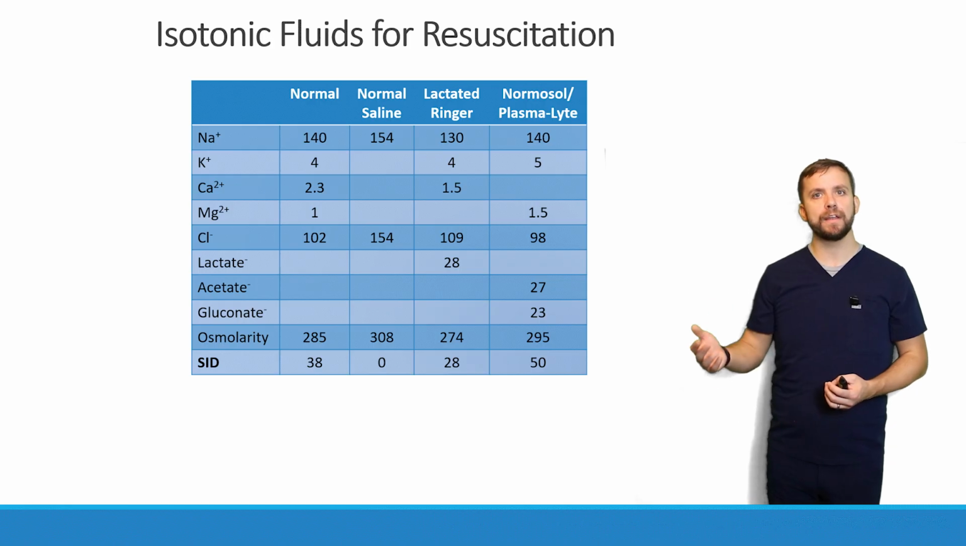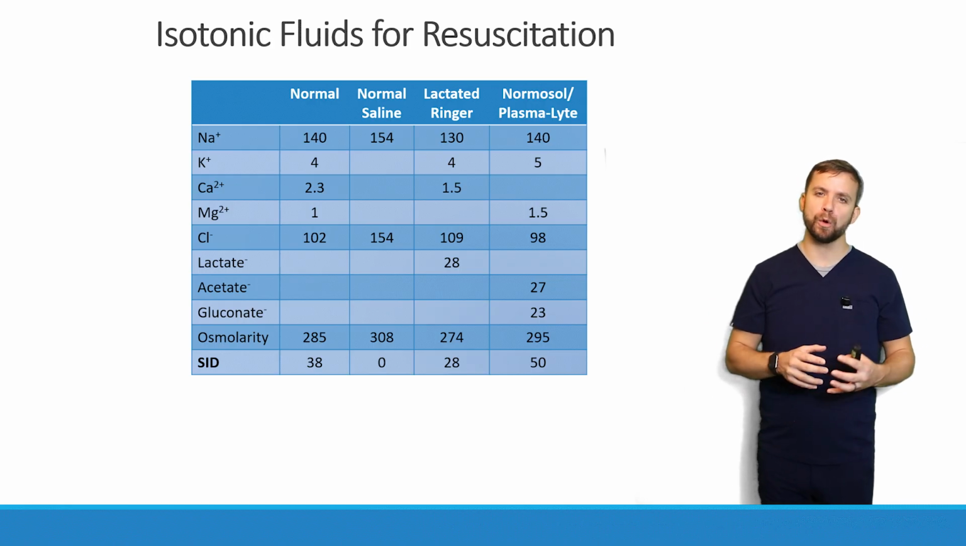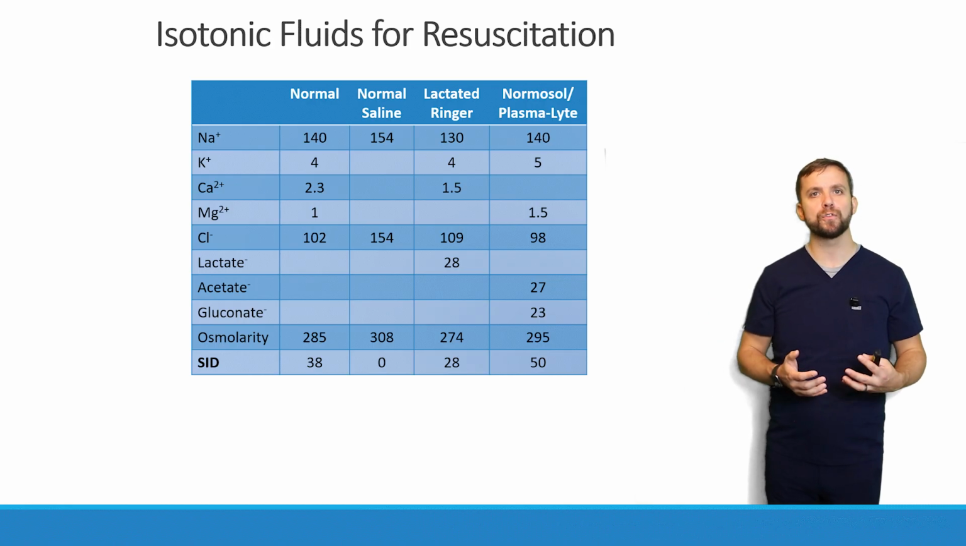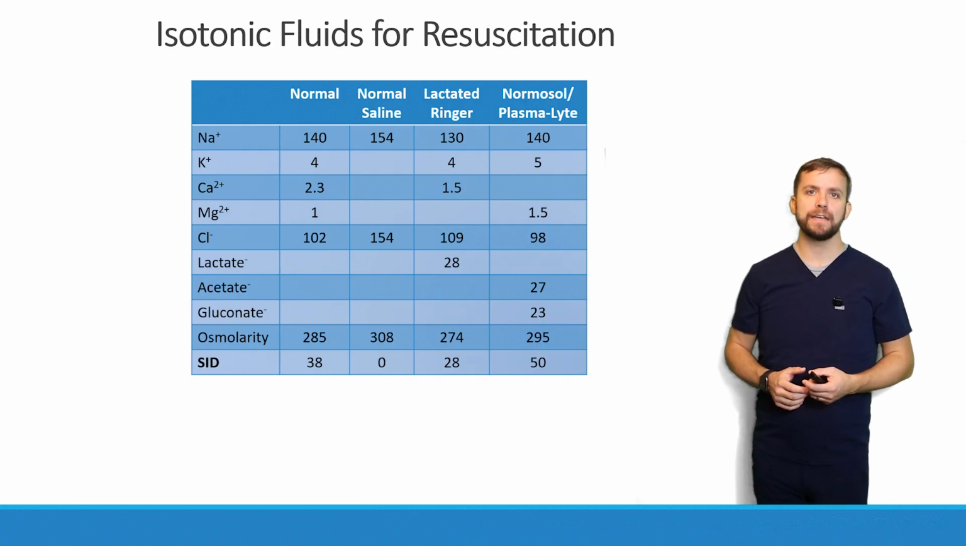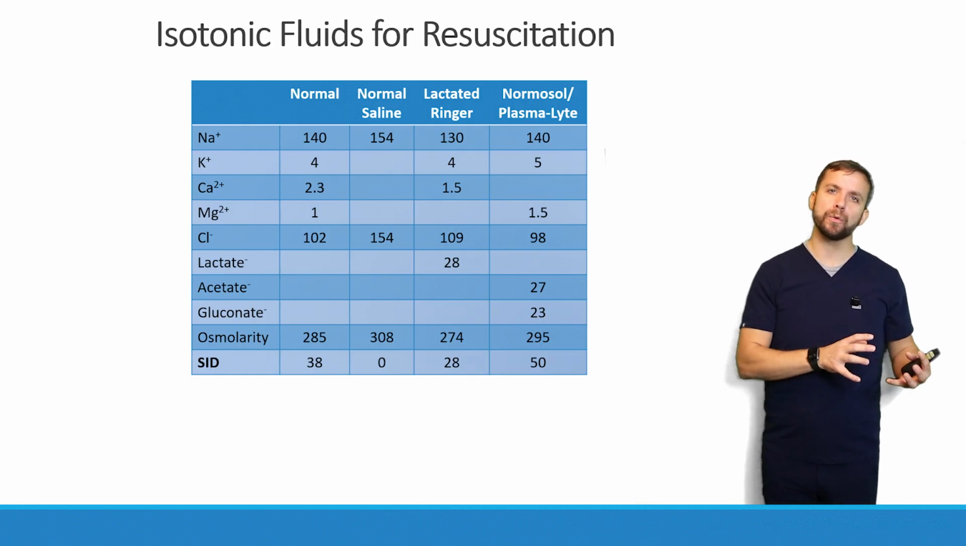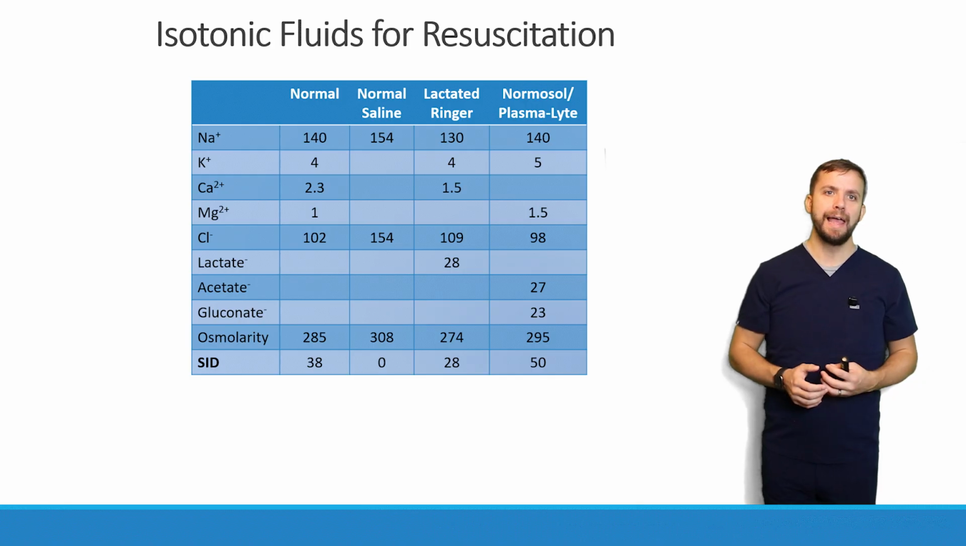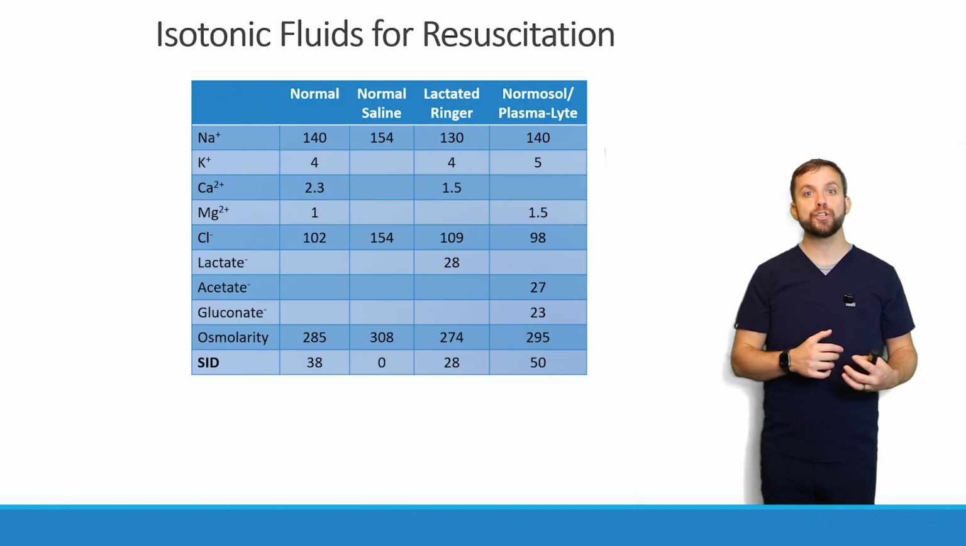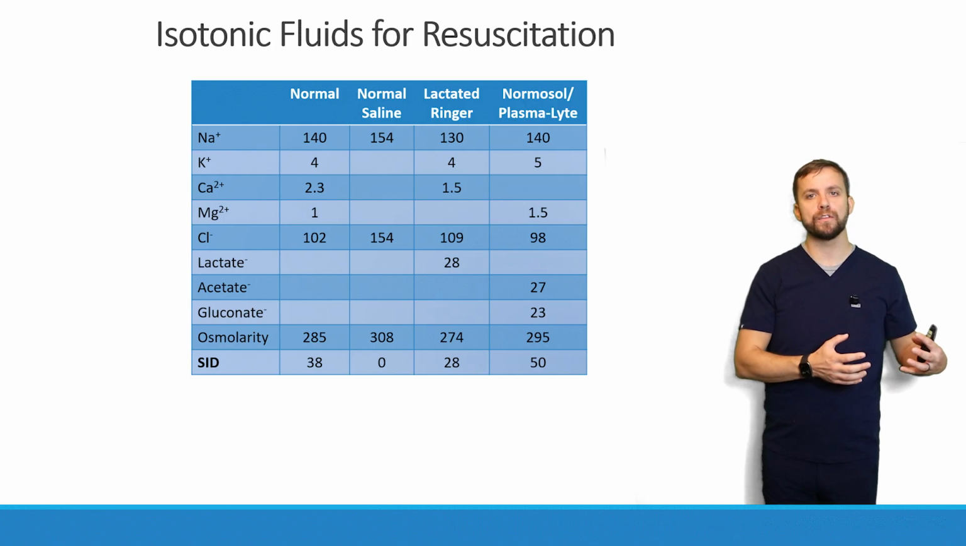Whereas lactated ringer and then Normosol and Plasma-Lyte are much more what we call the balanced ones. They're going to be closer to what the patient has. Now, the one thing I will remark under lactated ringer is that it has a sodium of 130. So it does trend towards an almost hypotonic solution. And if you look at the osmolarity, it's 274 versus the other ones, which are much higher.